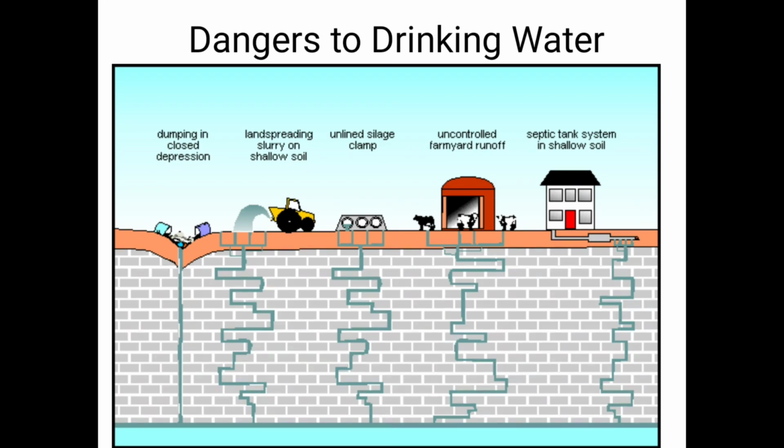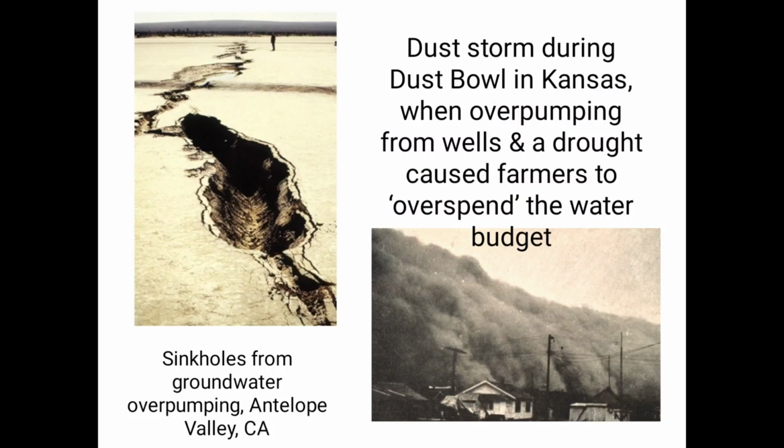Sources of contamination include land spreading of slurry on shallow soil, unlined silage clamps, uncontrolled farmyard runoff, and septic tank systems in shallow ground. These are dangerous sewage sources that pass through the ground surface and infiltrate the water table. Dust storms during drought in Kansas: over-pumping from the wells and drought caused farmers to overspend the water budget.